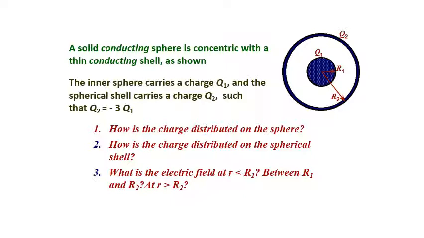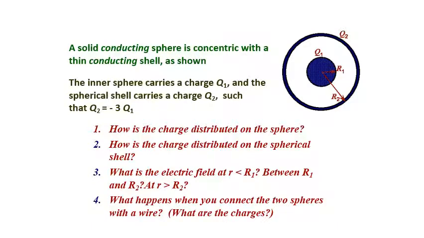That means r is between R1 and R2, and r is less than R1, inside and between. And what happens when you connect these two? So ultimately we have one sphere and one shell, concentric. In these two concentric sphere and shell, R1 and R2 radii are given, and the innermost sphere has Q1 and the outermost shell has Q2 charge. Now we will discuss the questions one by one.